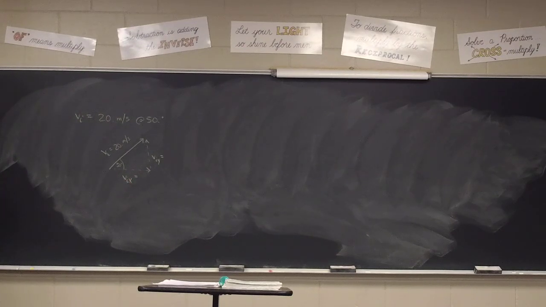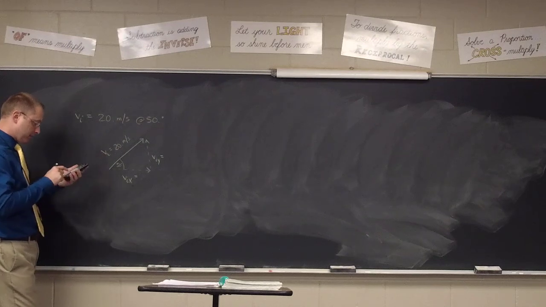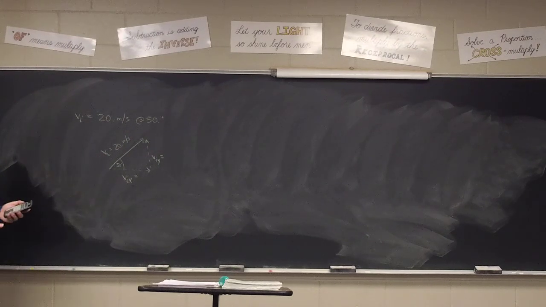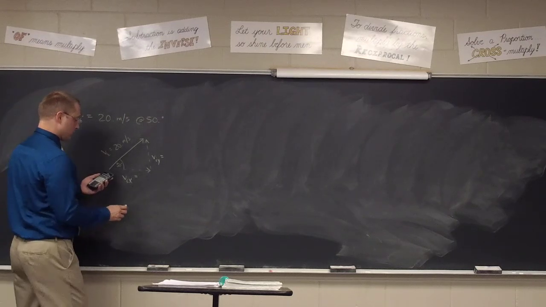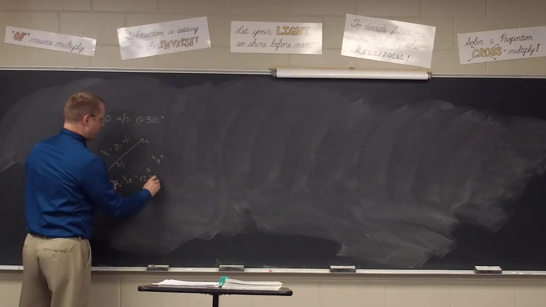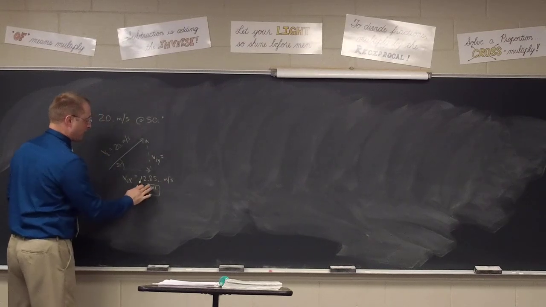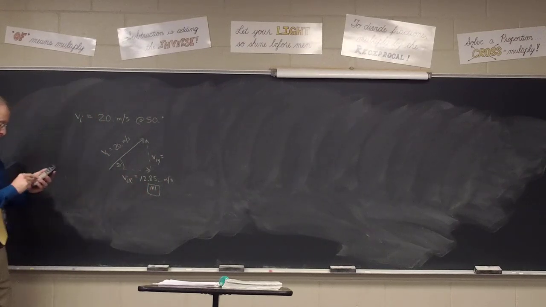Which trig ratio do we use to find the x? Cosine, because it's the adjacent. So we'll say the cosine of 50, and we'll multiply that by the hypotenuse of 20. And how quickly is the ball going forward now? 12.85 blah, blah, blah meters per second. Put that in the memory of your calculator. We'll overwrite memory 1 again.